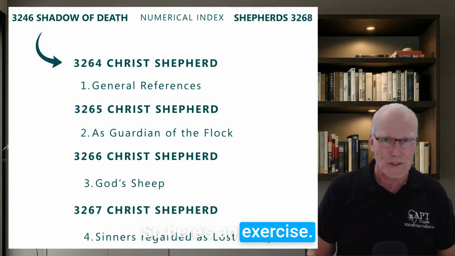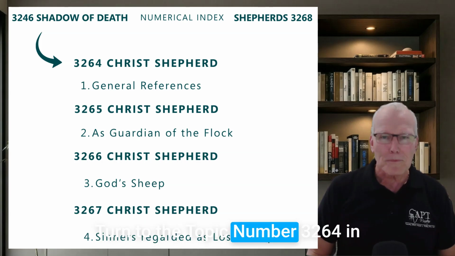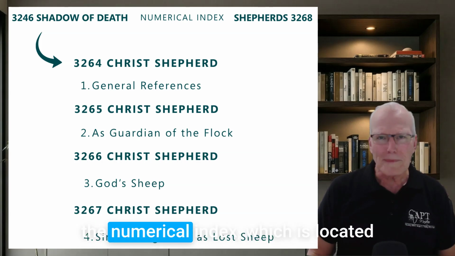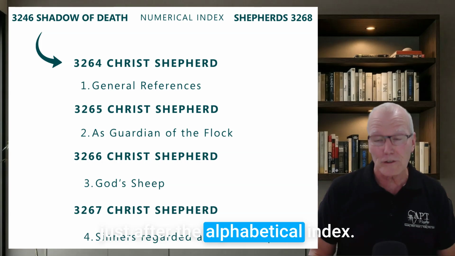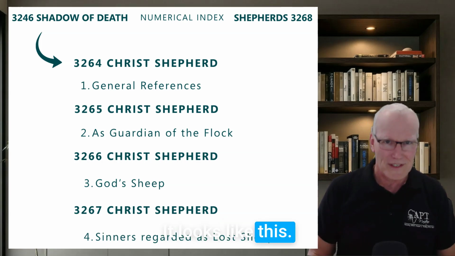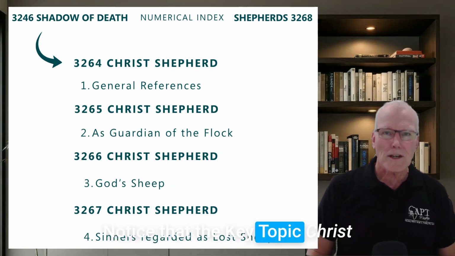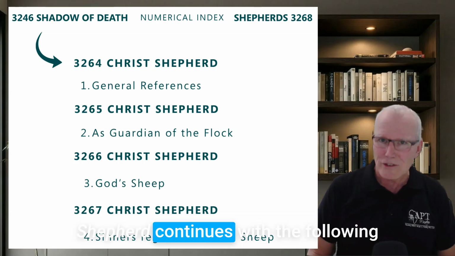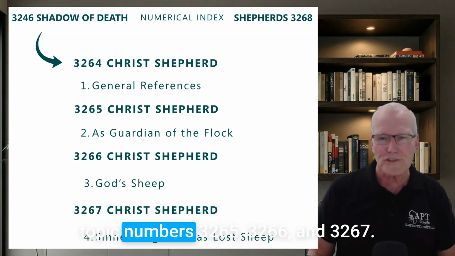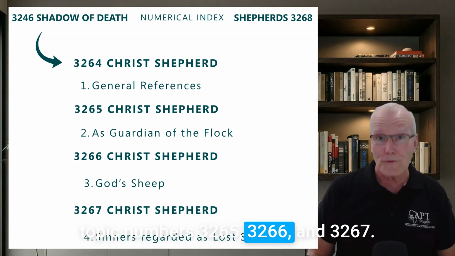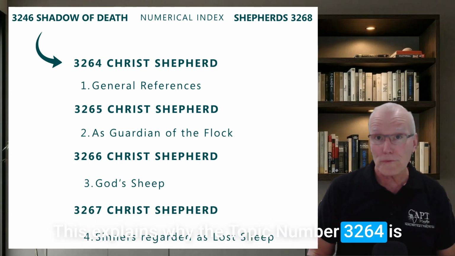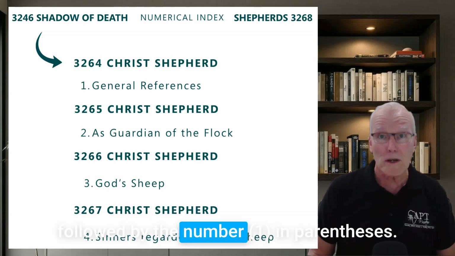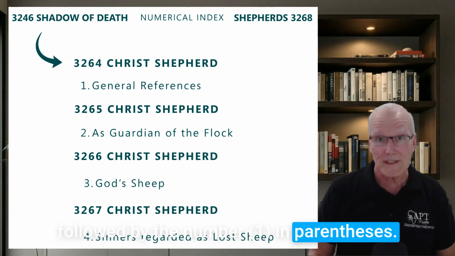So here's an exercise. Turn to the topic number 3264 in the numerical index, which is located just after the alphabetical index. It looks like this. Notice that the key topic Christ Shepherd continues with the following topic numbers: 3265, 3266, and 3267. This explains why the topic number 3264 is followed by the number 1 in parentheses.